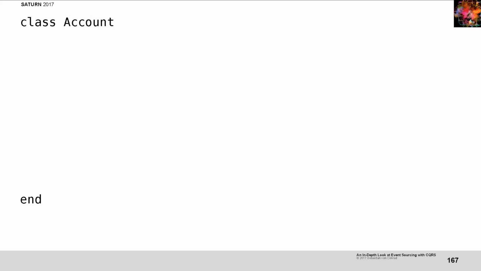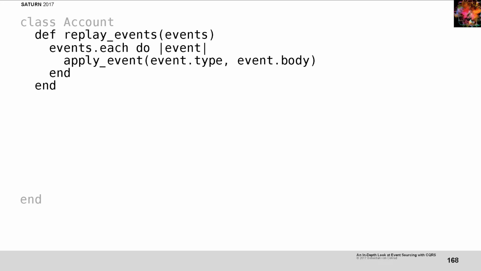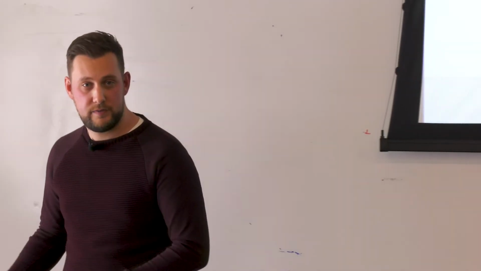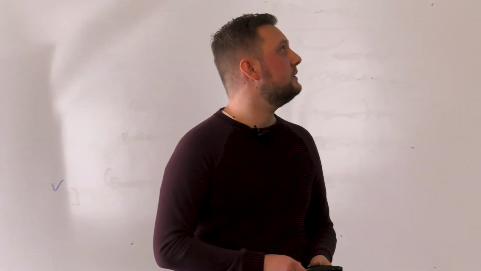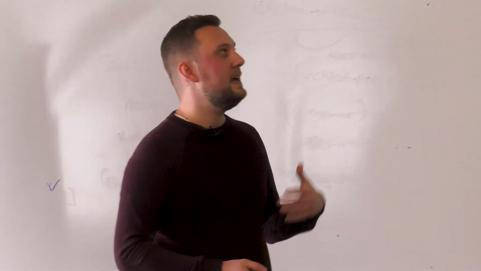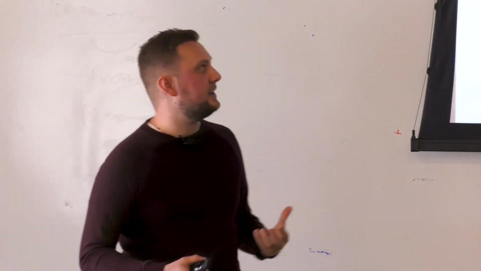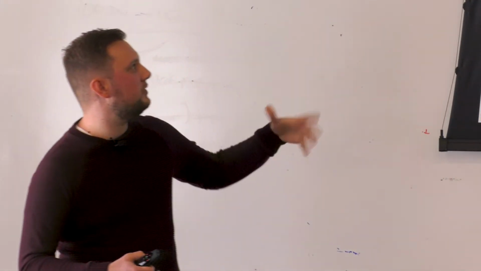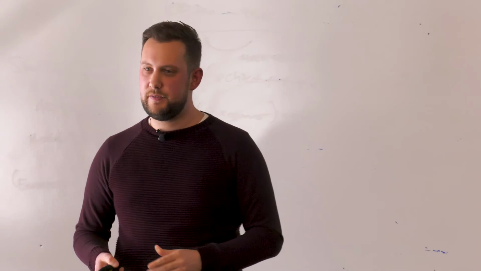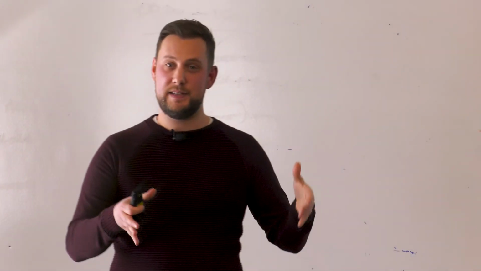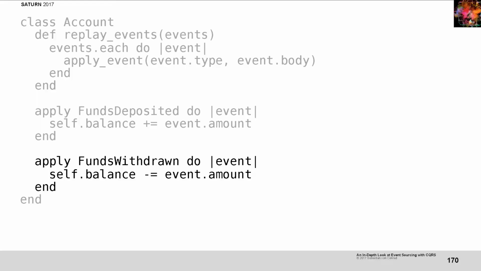Now, inside the account, we have a method called replay events. All it does is it iterates over the events, which are ordered, and applies each one, which means that it needs to have an understanding of how each individual event changes it and impacts it. So in this particular case, whenever it applies a funds deposited event, it adds to the balance, and the balance is the current state. And when it gets a funds withdrawn, it just removes that amount from the balance.